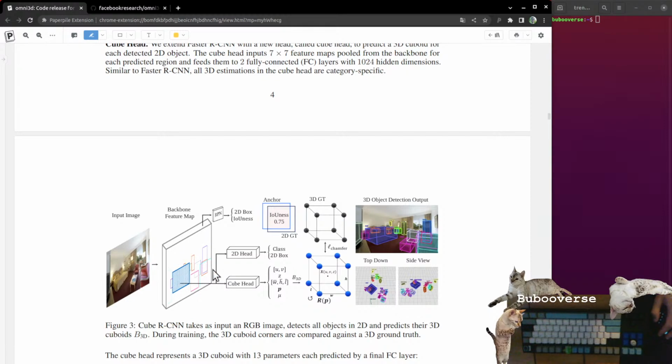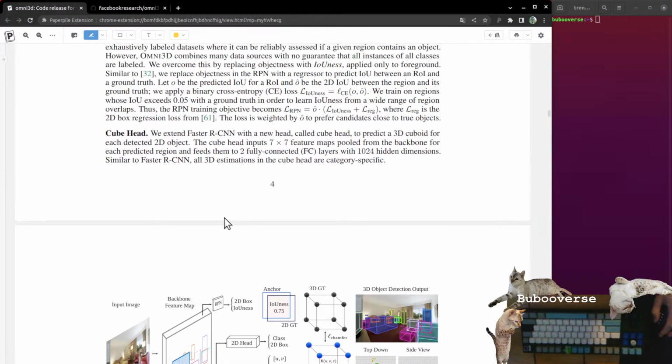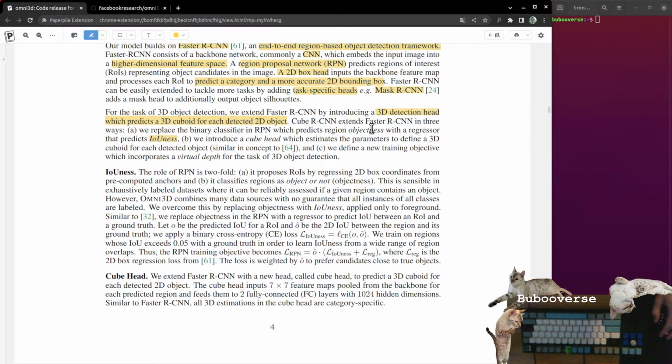So the backbone gives you the feature map, and then you need to basically crop out different parts of this. And the region proposal network, they're saying that in Faster R-CNN, it's basically trying to predict objectness, and then they're replacing that with IOU-ness. I think we'll get a definition of those terms.